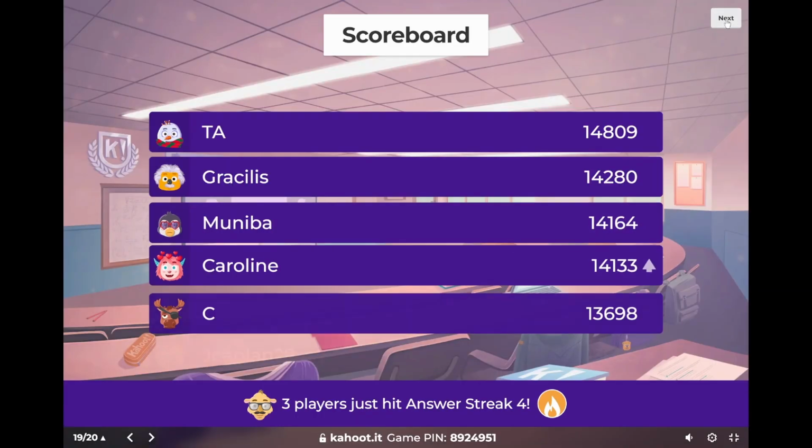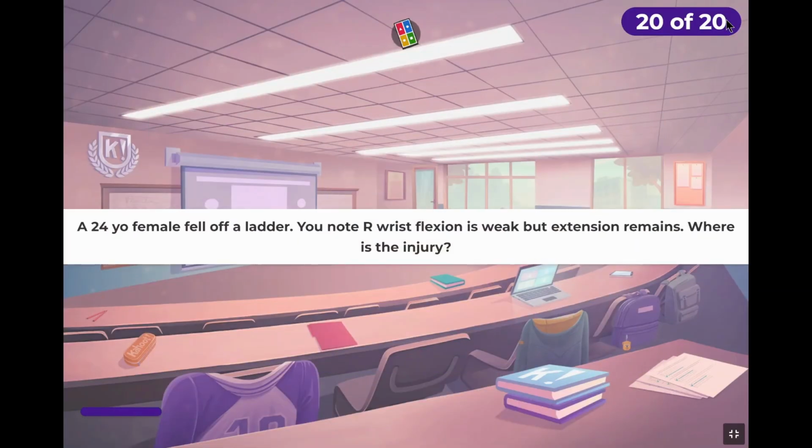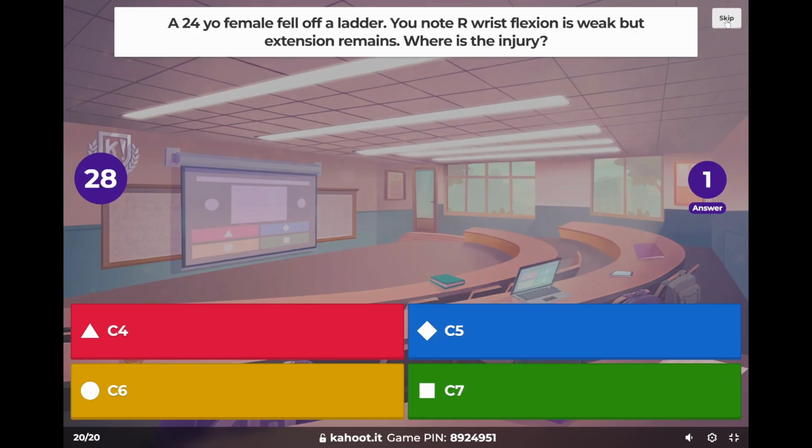Okay, last one for this one, then I have another short one after this. Okay, 24-year-old female fell off a ladder. You note right wrist flexion is weak, but the extension remains. So where is the injury? Okay, you lost right wrist flexion. What nerve goes to flexion of the wrist?